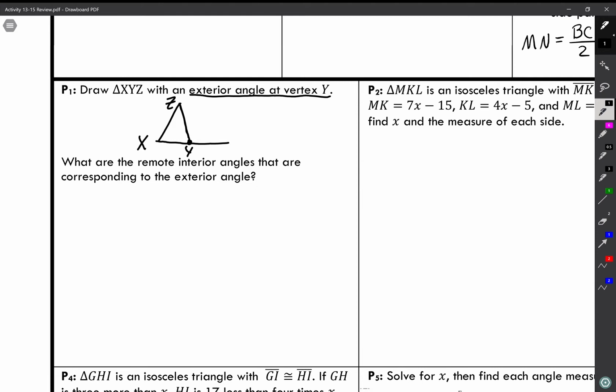So what are the remote interior angles that correspond to the exterior angle? Remember, remote interior angles are the interior angles that are not touching the exterior angle. So if this is my exterior angle, the 2 remote interior angles are angle Z and angle X. I'm looking at my key right here, and I put angle Y. It should be angle Z and angle X on my key. That's my mistake on my key. Sorry about that.